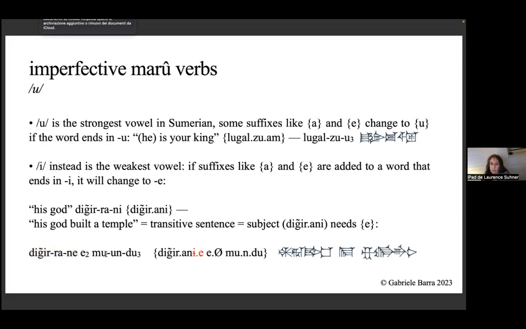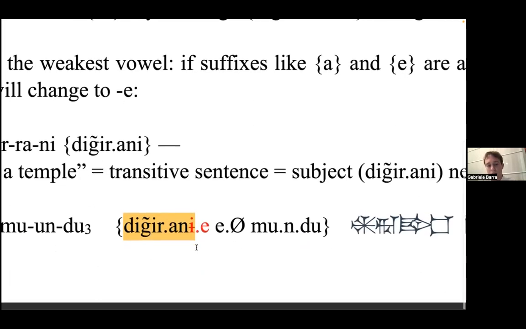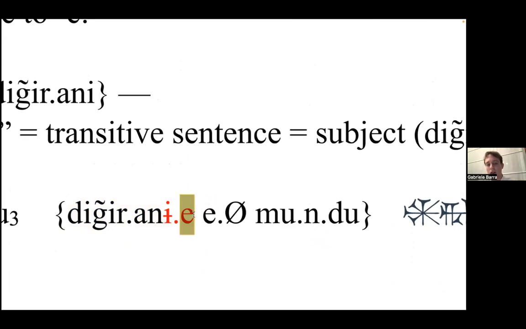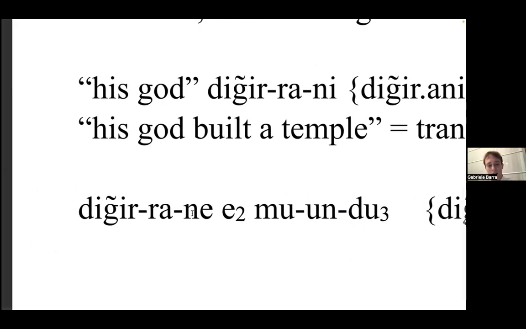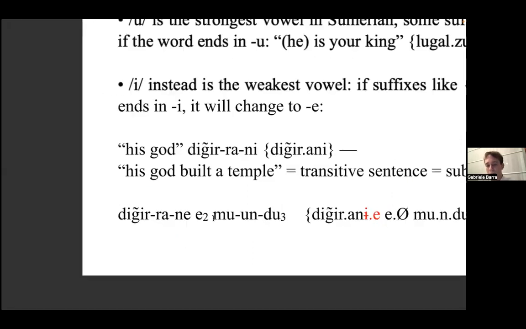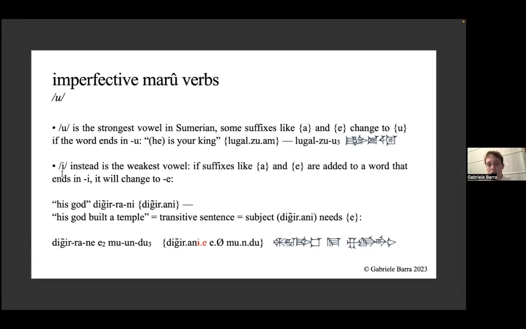Dingir Ani, so again, Dingir Ani is God. But since it's the subject of the sentence, you have to add the e. So what happens is the I gets elided and you get the e instead. So Dingirane. Sometimes you have to switcheroo. You get ne where you should be getting e and then an a, because again, e is the weakest vowel of the bunch.